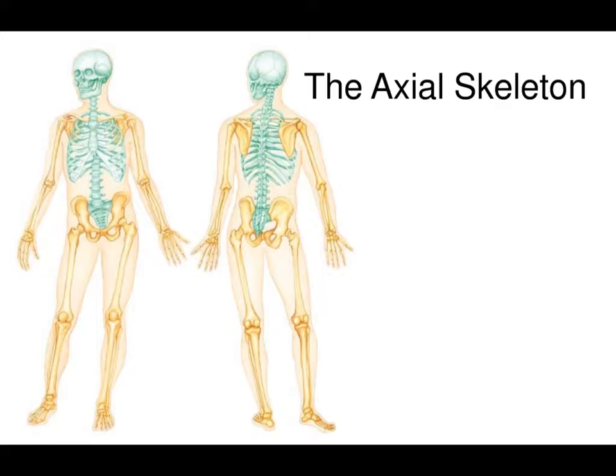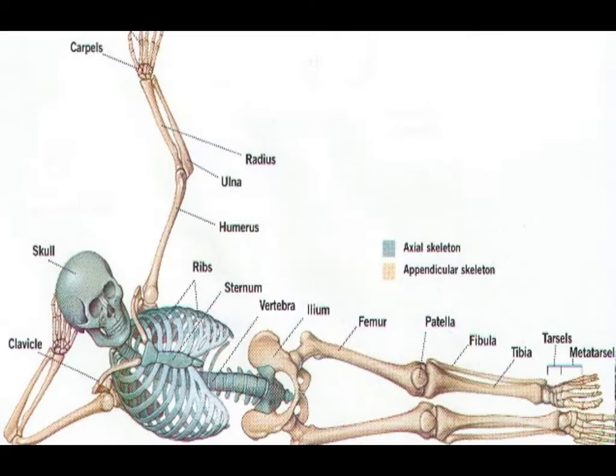So here we have a diagram differentiating the axial versus the appendicular skeleton. And all of the skeleton that you see in green would be indicative of the axial skeleton. Again, 80 of the 206 bones lie here. The yellow portion of the skeleton would be the remaining 126 bones forming the appendicular skeleton.